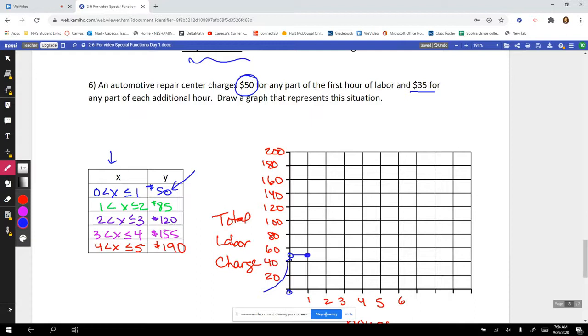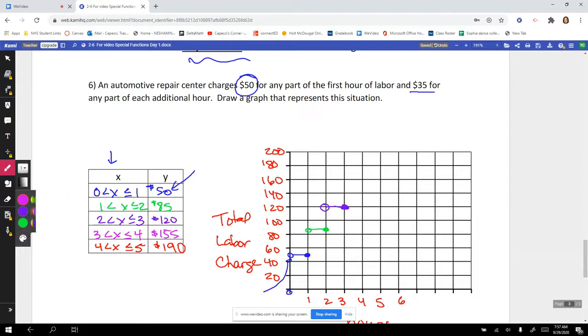I'm starting anywhere from 0 to 1 hour. I'm at that 50 mark. It's going to be a horizontal line. It's going to cost you $50. Now, if I go anywhere from 1, and again, I'm estimating I'm at about $85. So from 1 hour and 10 minutes to 1 hour and 50 minutes, all the way to 2 hours, it's going to cost $85. Same thing happens when I go between 2 and 3. So I'm at 120. So again, I have an open circle at 2 because I'm still paying the previous fee, all the way up to 3.